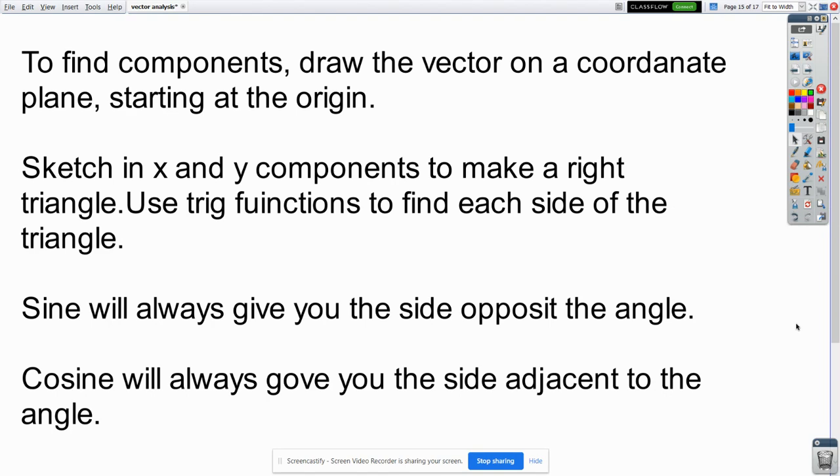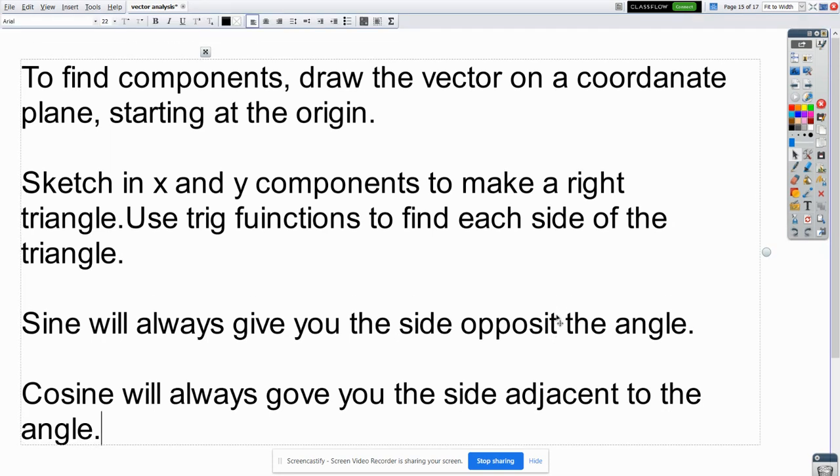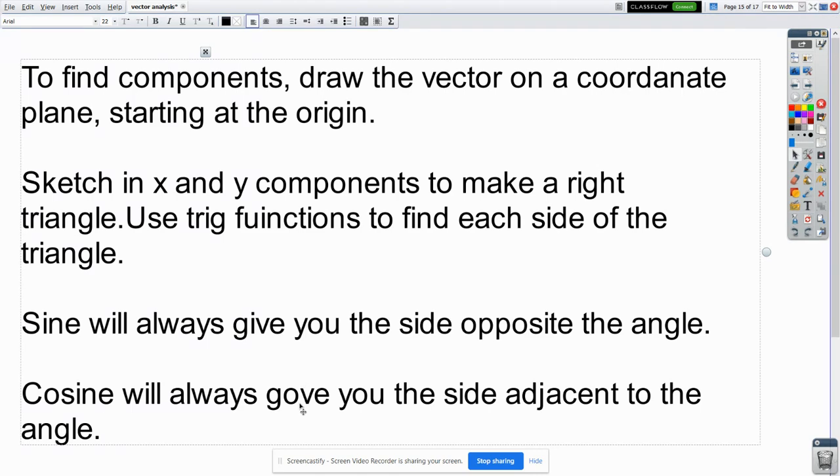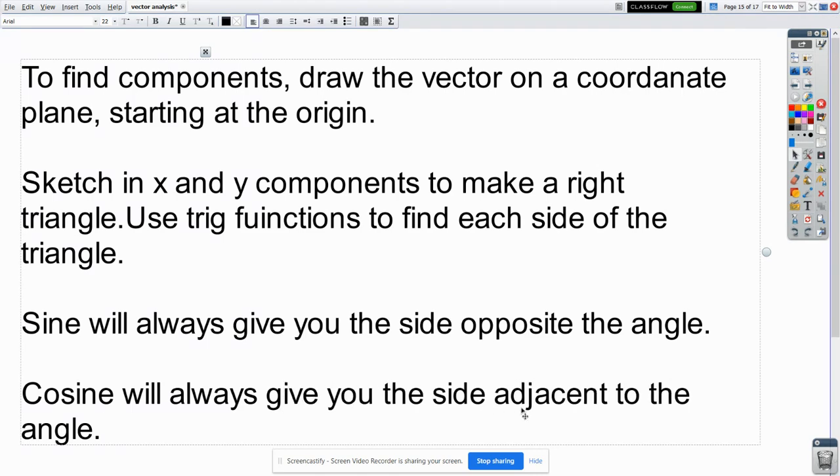Then you're going to sketch the x and y components in to make a right triangle. Use the trig functions to find each side of that triangle. Sine is always going to give you the opposite side of that angle. Cosine will always give you the adjacent side because, again, some old hippie caught another hippie tripping on acid. Sine is opposite over hypotenuse, so it's always going to give you the opposite side. And cosine is caught another hippie, so that's always going to give you the adjacent.